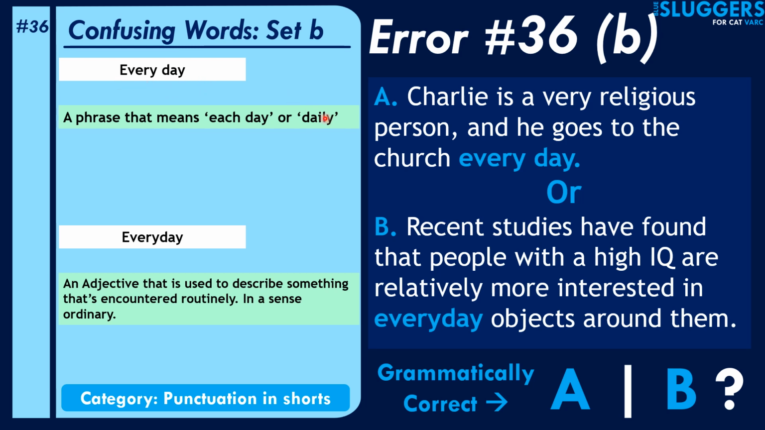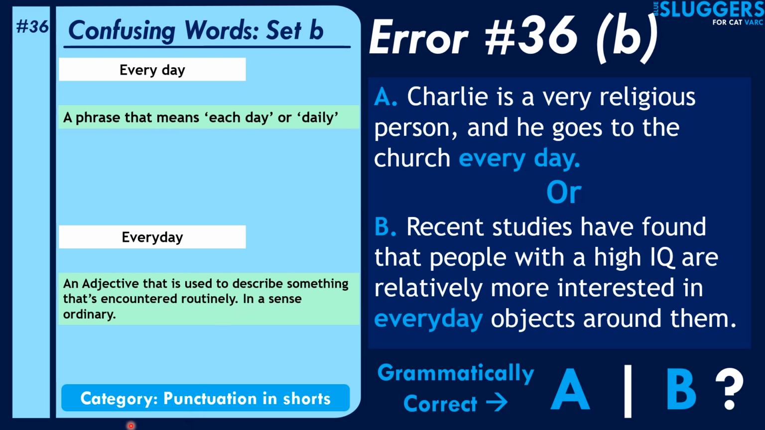So every day will pertain to daily, to the cases where you actually want to say that something is being done or carried out daily. Charlie is a very religious person and he goes to the church every day. So in this case, you mean to say that he रोज जाता है, right? He goes to the church daily, रोज जाता है, every day. You'll keep a space here in between.